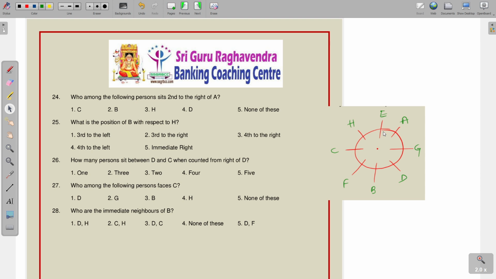Let's move on to the questions. So we see question number 24. Who among the following persons sits second to the right of A? So A here, from A 1, 2. H is the second to the right of A.